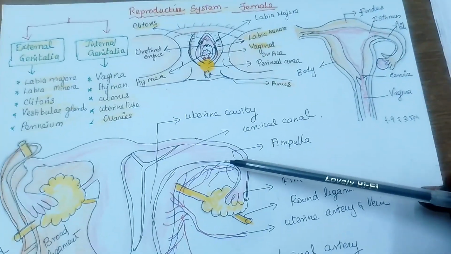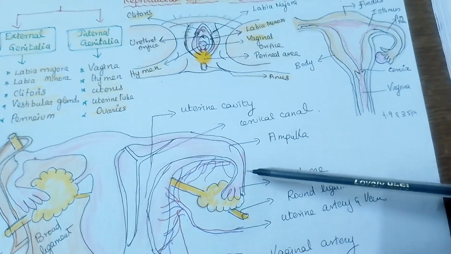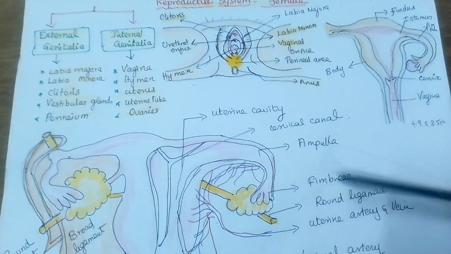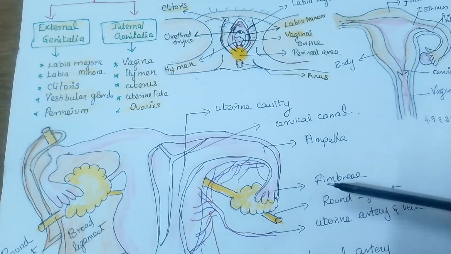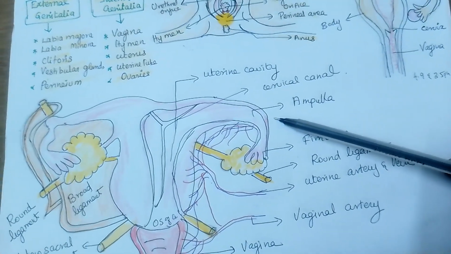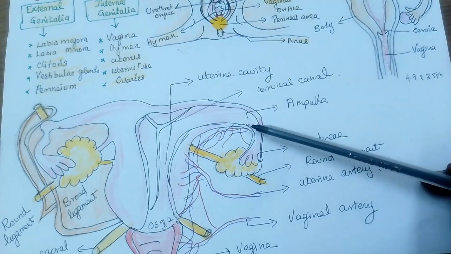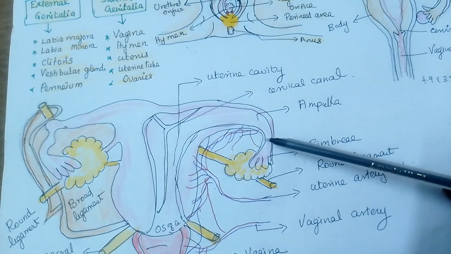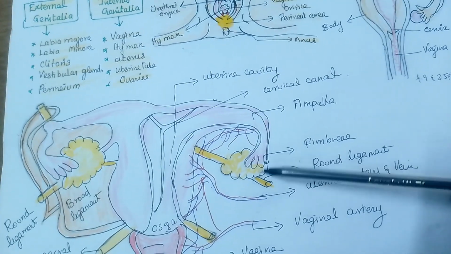Next, if you see the uterine tube, what is the other name of the uterine tubes? This is called the fallopian tube. Inflammation of the uterine tubes is called salpingitis. What is the length of this uterine tube? It is nearly 10 centimeters in length. At the end of the tube, there are finger-like projections present. These are called the fimbriae.